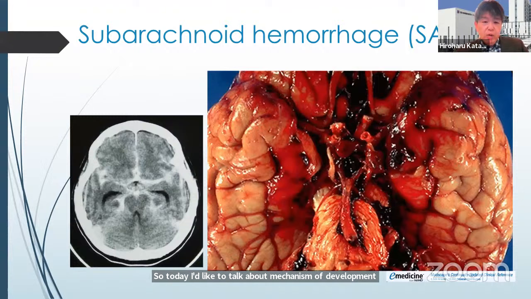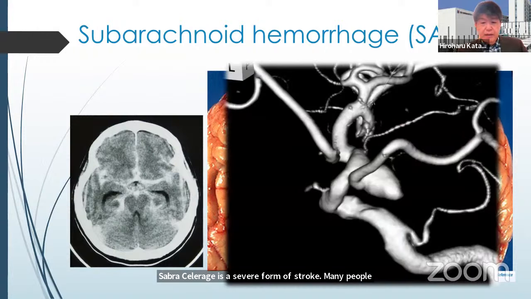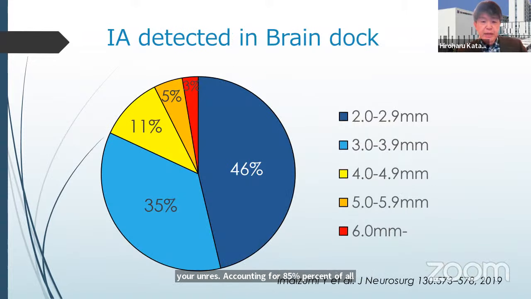As you know well, subarachnoid hemorrhage is the severest form of stroke. Many people die of SAH, and the major cause of SAH is ruptured intracranial aneurysm, accounting for 85% of all causes. In Japan, many intracranial aneurysms are detected in BrainDoc. BrainDoc is a system unique to Japan, a medical checkup of the brain for healthy people.